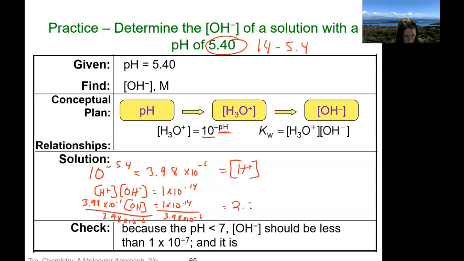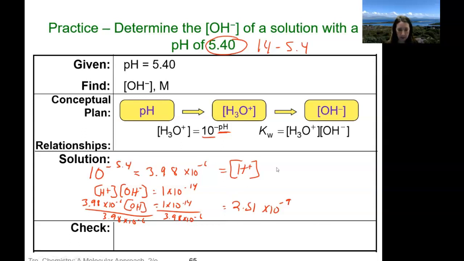So we end up with 2.51 times 10 to the negative 9th. Remember, that is our OH, right? Yes? Okay. So now, how would we do this the other way?